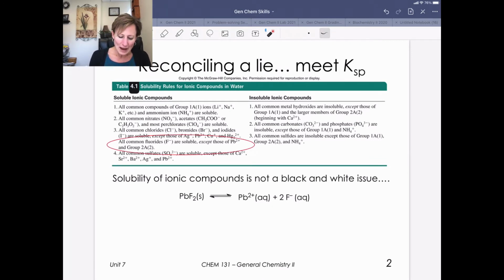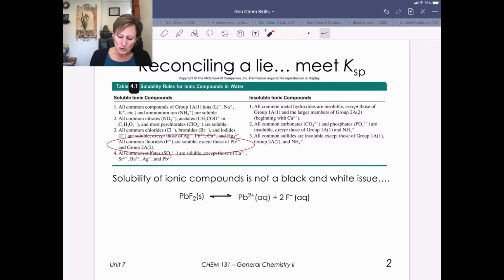Remember this table back from Learning Unit 4 where we had these solubility rules? That's when we first started learning about acid-base chemistry and precipitation chemistry and redox chemistry. We're going to expand on all three of those in Gen Chem 2. Well, we've expanded a lot already on acid-base chemistry. Now we're going to expand on that precipitation chemistry.